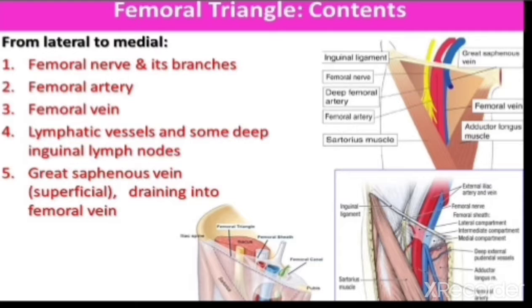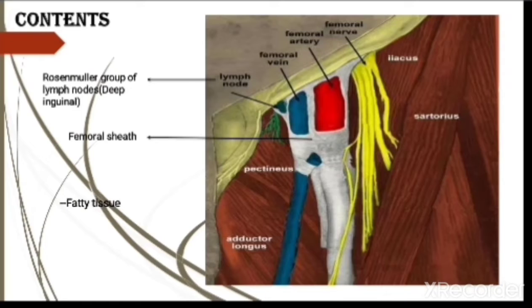Then come to the contents of the femoral triangle. From lateral to medial side, the contents are the femoral nerve and its branches, femoral artery, then femoral vein, lymphatic vessels and some deep inguinal lymph nodes. Also we have the great saphenous vein, which is superficial, draining into the femoral vein. So these are the contents of the femoral triangle.